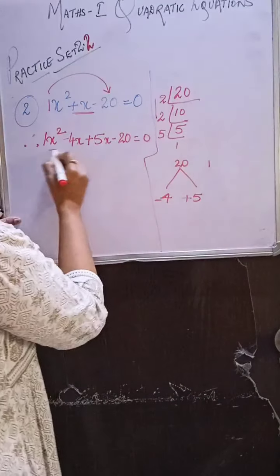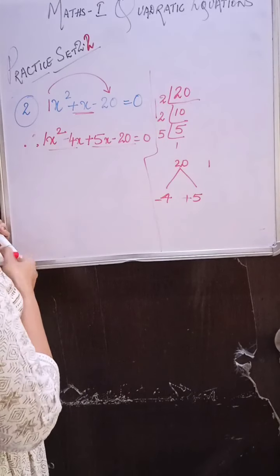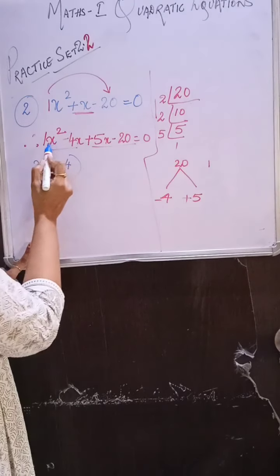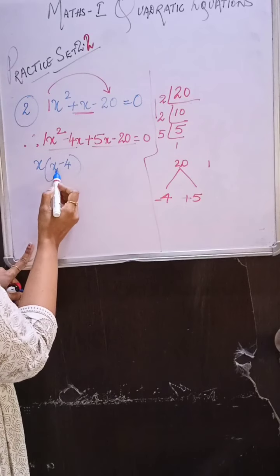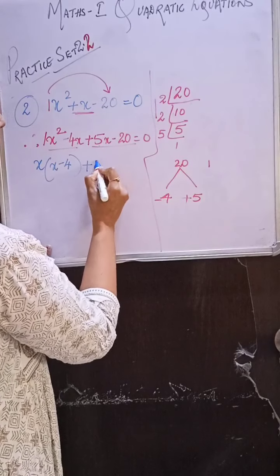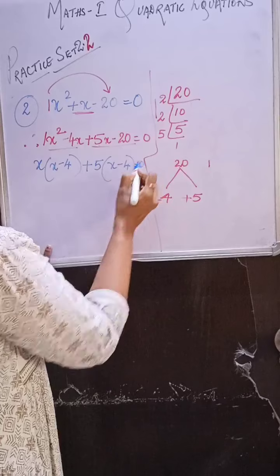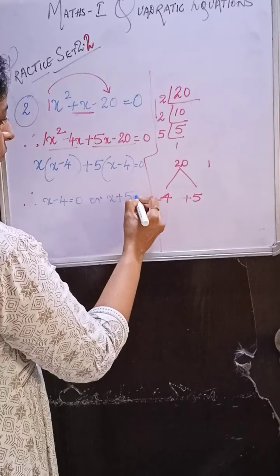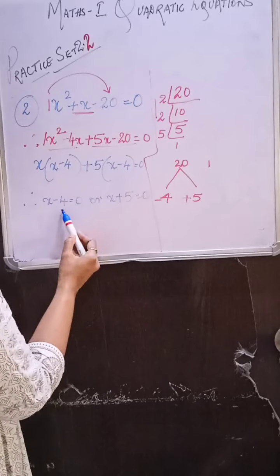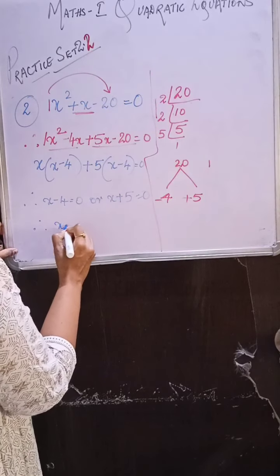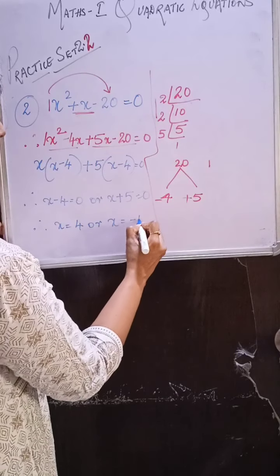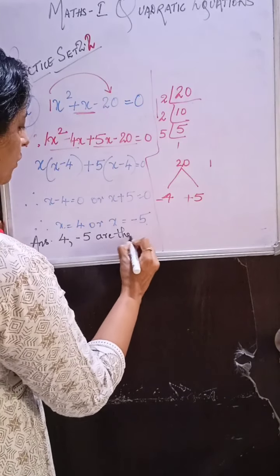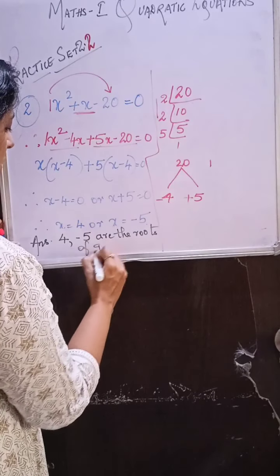Okay, so this was the working column. Now two groups formed. Take common out of this. Out of these you can take x common. So what remains is 1x minus 4. Out of x square, 1x is taken out. So 1x is remaining, minus 4 plus. Out of this you have 5 common, x minus 4 equal to 0. So therefore x minus 4 equal to 0 or x plus 5 equal to 0. Therefore x is equal to 4 or x is equal to minus 5. So you have the answer as 4 comma minus 5 are the roots of the given equation.